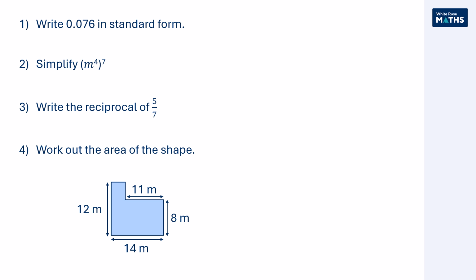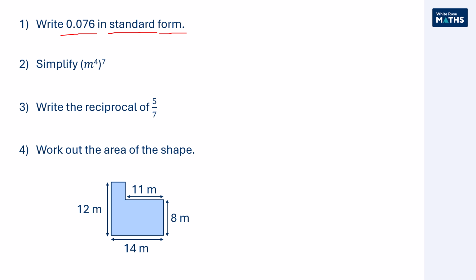Number one, write 0.076 in standard form. The key with standard form, guys, is it's a number between 1 and 10 multiplied by 10 to some power. That power can be positive or negative. If it's a decimal, a small number, it's a negative power. If it's a large number, it's a positive power of 10.